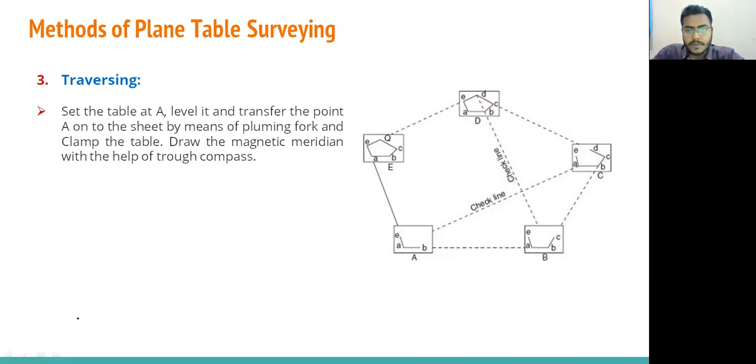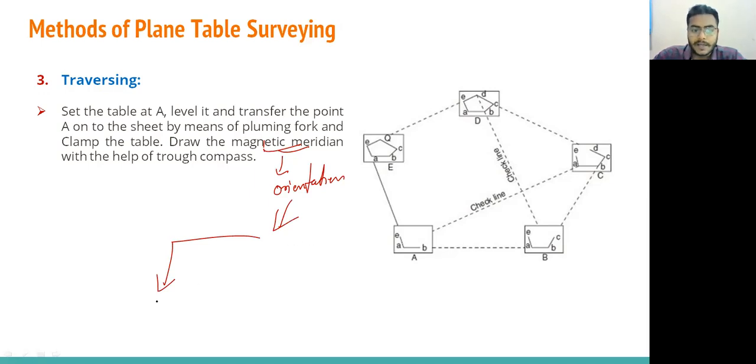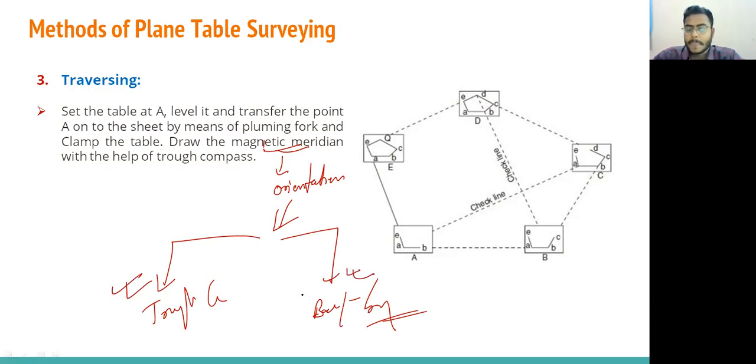You can read all this procedure. You can go through that also. Set the table at end, label it, then transfer the point on the sheet by means of the plumbing fork, and then clamp the table. Draw the magnetic meridian with the help of trough compass. So this is talking about orientation. I told you orientation we can do by two methods, by trough compass and by back sighting. Okay, we can use this also, we can use this also, right?